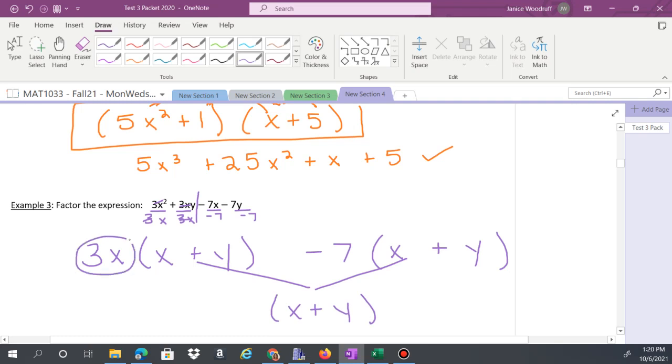And then 3x minus 7. And we have factored by grouping.